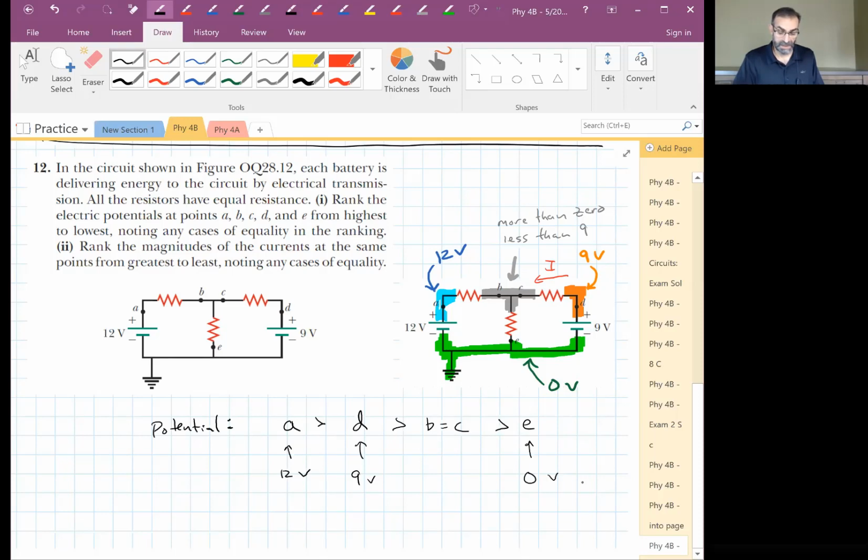Current is flowing from the 9-volt battery through B, through C, and then to E to ground, right? So the current is flowing through the resistor, which tells us that one side of the resistor has to be at higher potential than the other side. Now we're ready to rank the currents at those same locations.